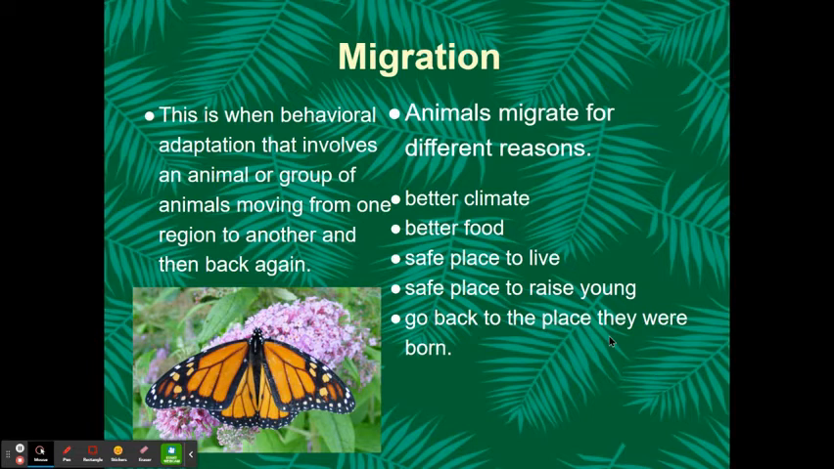Migration. This is when animals go from one place to another. For instance, the monarch butterfly. It flies from the north to the south for winter so that it can find food and it can survive in the climate. And then when winter is about over, it starts to head north and it goes to where it can find better food.